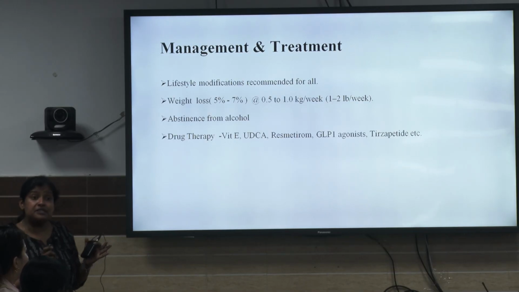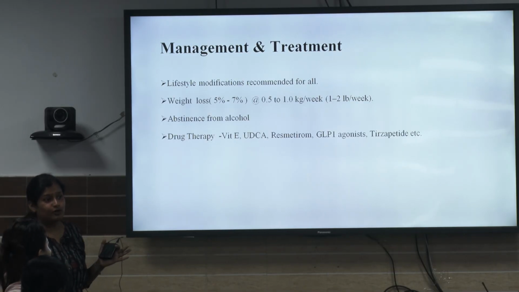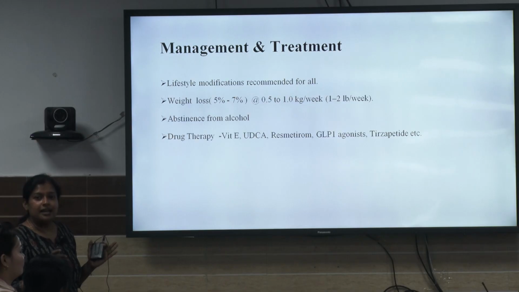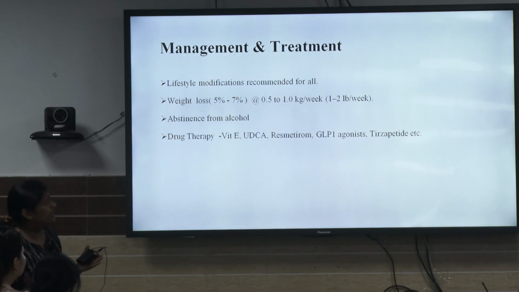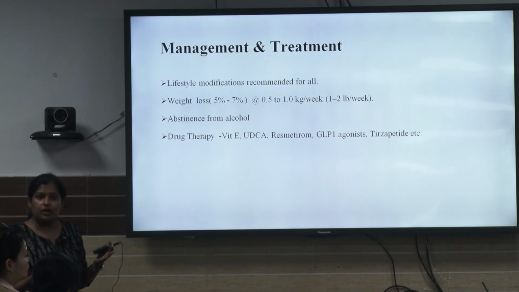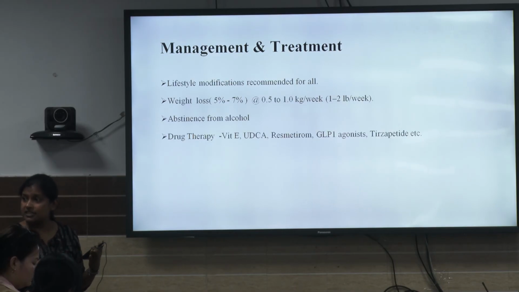Then abstinence from alcohol. No moderation, abstinence from alcohol. And drug therapy, there are many drugs which are given. Vitamin E capsules are provided. Resmetirom is a new drug that has come up for MASLD, it is a costly drug. Then ursodeoxycholic acid, many anti-diabetic drugs like GLP agonists, tirzepatide and many others in the pipeline have been shown to cause weight loss and improve the steatosis.